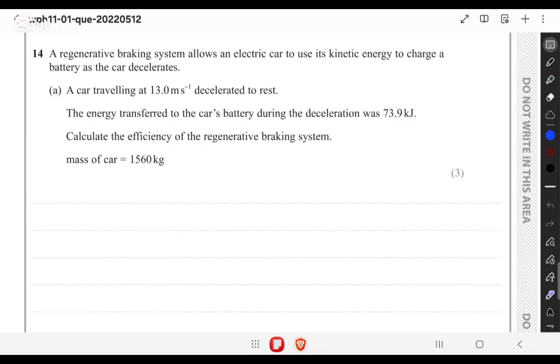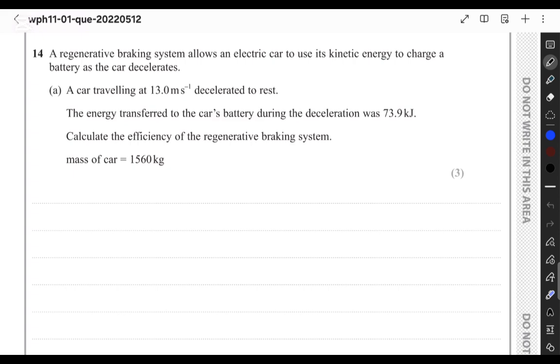Okay, so we have another question here. This is going to be from 2022 June question number 14 from the Work, Energy and Power playlist. So we have a question here which says a regenerative braking system allows an electric car to use its kinetic energy to charge a battery as the car decelerates.